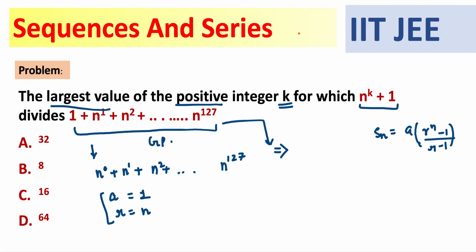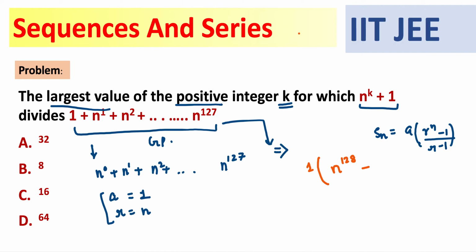Now I'll put this expression in this form, and then we'll see how we can figure out the largest value of k. I can write this sum as a is 1, r to the power n minus 1. r is nothing but n, so n to the power, it is going to be 128, minus 1. This n is not the same n which is given in the question.